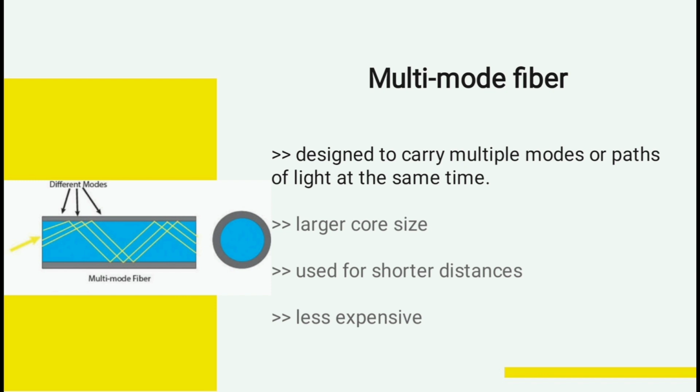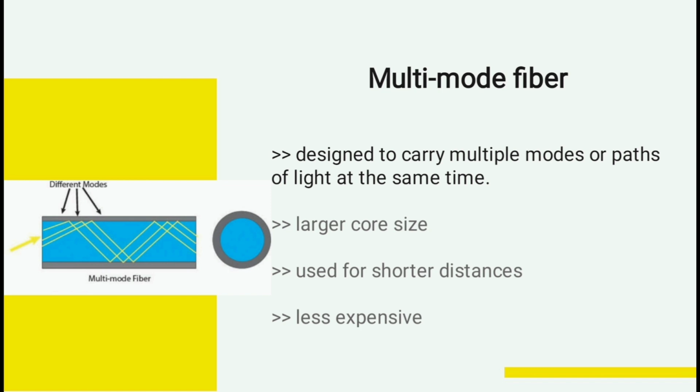Multimode fiber. Multimode fiber (MMF) is a type of optical fiber that is designed to carry multiple modes or paths of light at the same time. This is achieved by increasing the size of the fiber's core, which allows light to reflect off the walls of the core at multiple angles. The larger core size means that more light can be transmitted, but it also means that the signal can degrade over longer distances. Multimode fiber is typically used for shorter distance transmissions, such as within a building or campus.